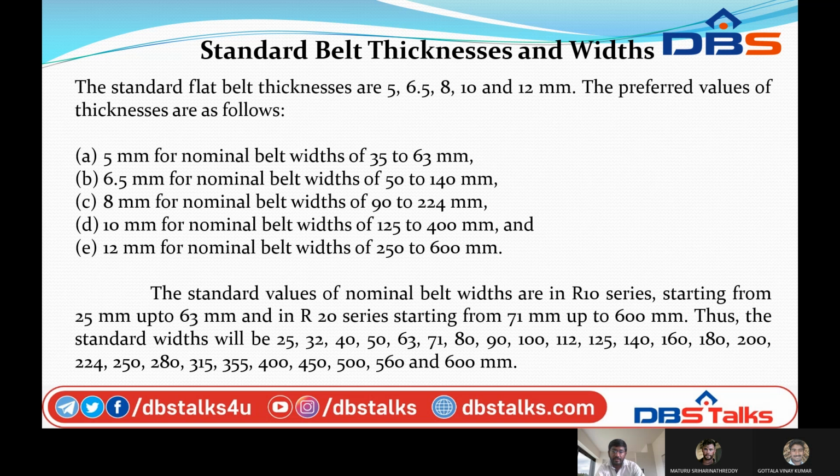Thus, these are all the standard width values: 25, 32, 40, 50 mm, 63 mm, 71, 80, 90 mm, 100 mm, 112 mm, 125, 140, 160, 180, 200, 224, 250, 280, 315, 355, 400, 450, 500, 560 and finally 600 mm. So these are all the standard values of belt width in the R10 and R20 series.